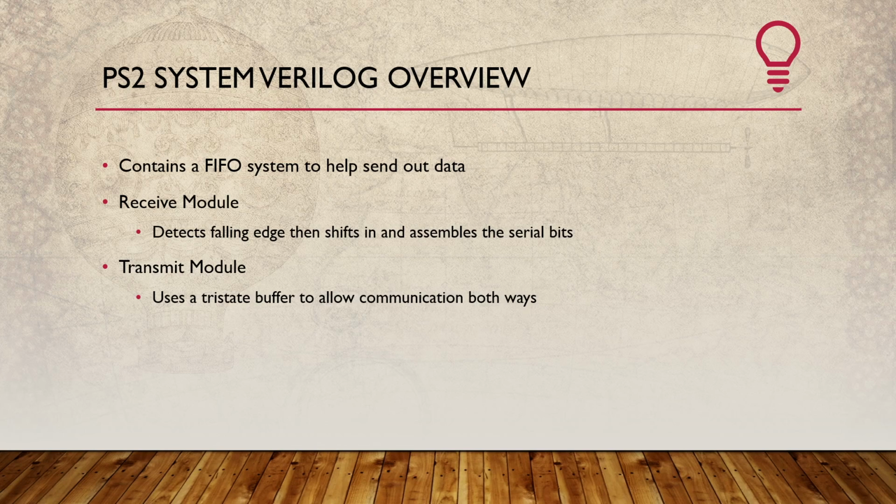An overview of the Verilog side of the PS2 system is that it contains a FIFO system for sending out the data. There is a receive module that detects the falling edge, then shifts in and assembles the serial bits that have been sent to it. And then finally there's a transmit module. It uses a tri-state buffer to allow communication both ways.